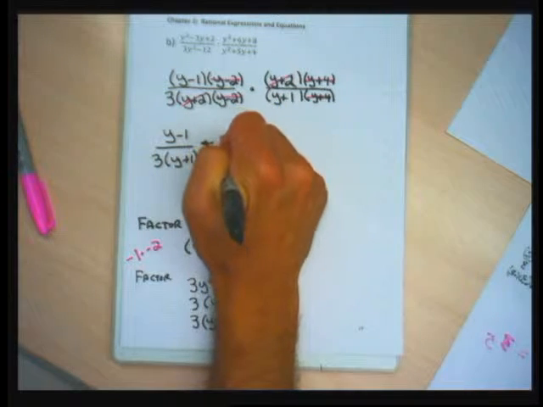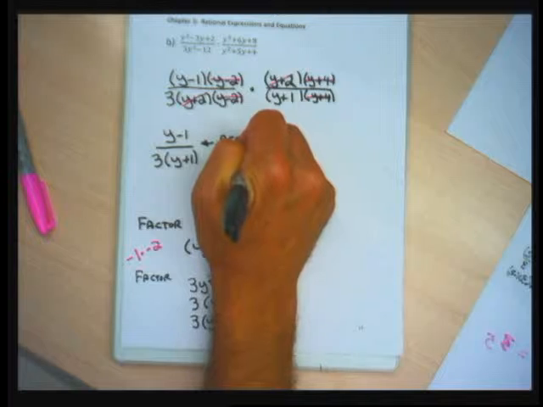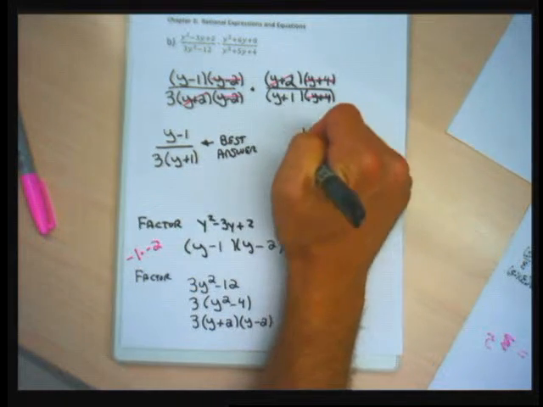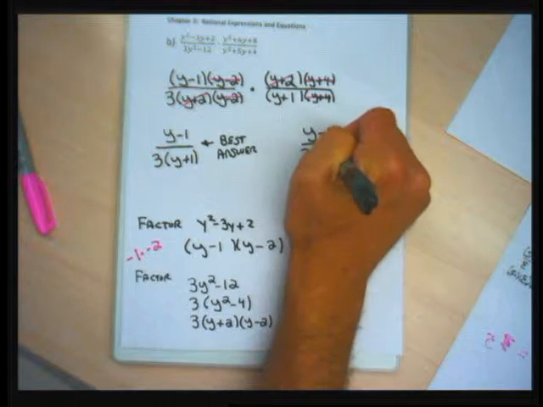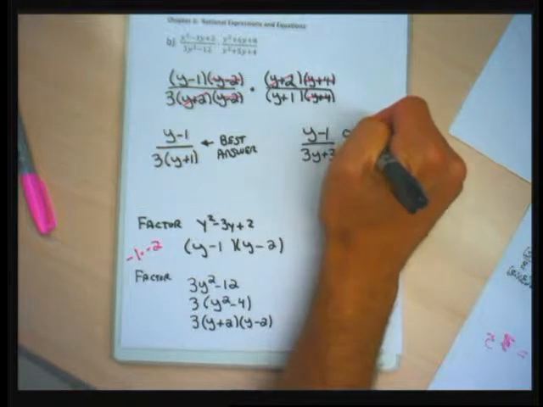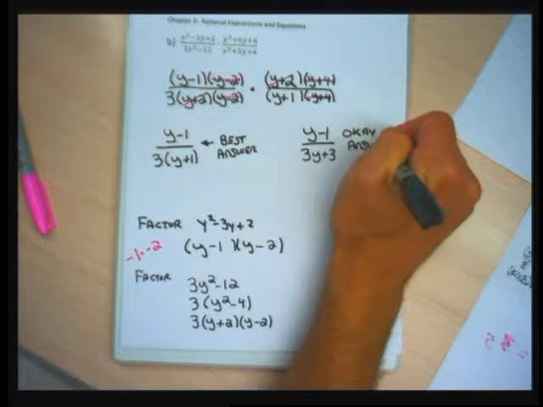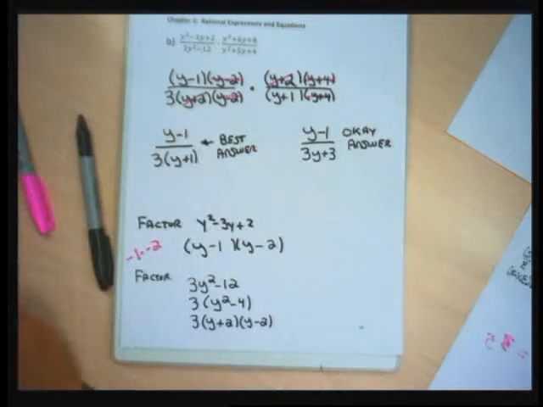But if you take the time to multiply out that denominator, there's nothing wrong with that. And so if you wrote y minus 1 over 3y plus 3, that's completely okay. It's also correct. And I'd give you full credit for both answers.